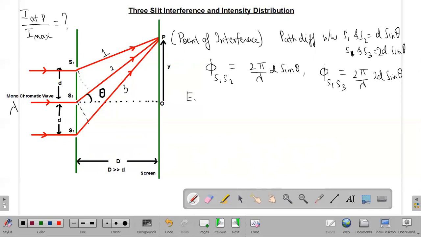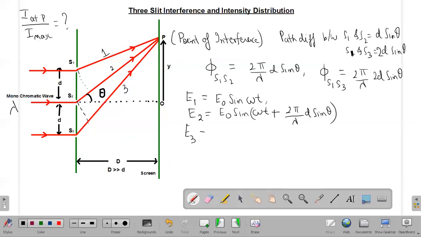Now the electric field coming from the wave S1 is, let's say, E naught sine omega t. The electric field from the slit S2 is E naught sine omega t plus a phase difference of 2 pi over lambda d sine theta from the wave S1. And the wave coming from slit 3 is E naught sine omega t, with a phase difference phi S1 S3, which is 4 pi over lambda d sine theta.